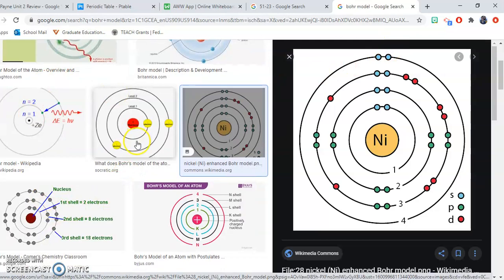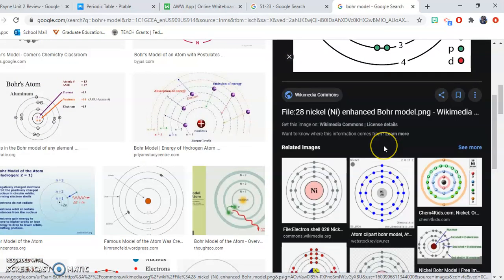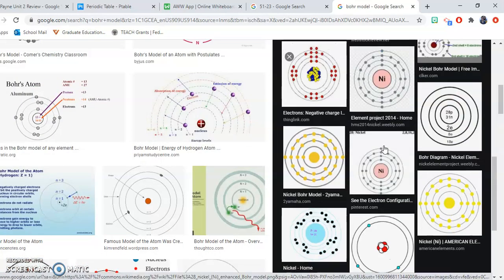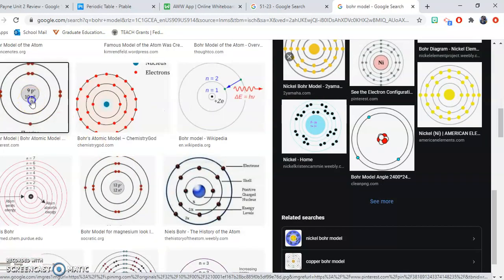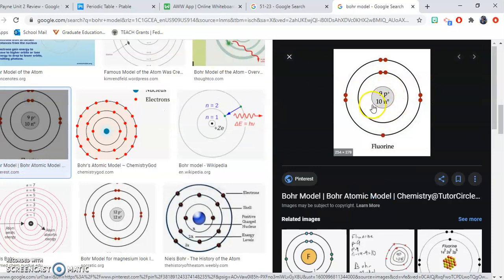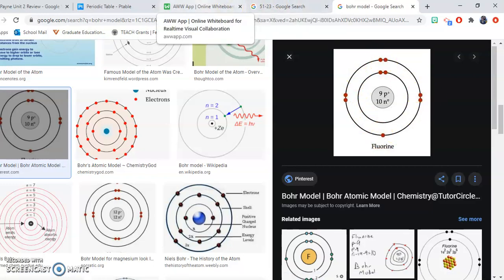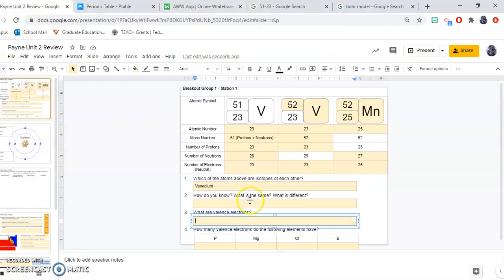Let's look at another good one. We have 9 protons and 10 neutrons in the atom fluorine. Its outermost ring right here, ring number 2, has 1, 2, 3, 4, 5, 6, 7 electrons. So the definition of valence electrons: these are just electrons on the outer shell. Electrons in the outer shell.